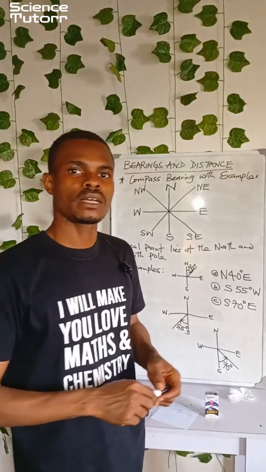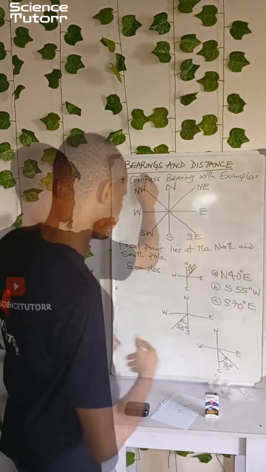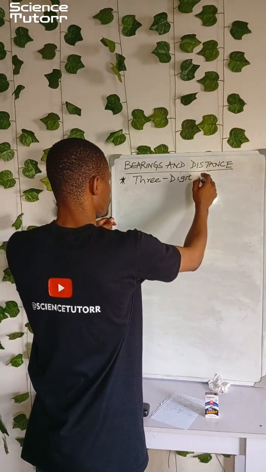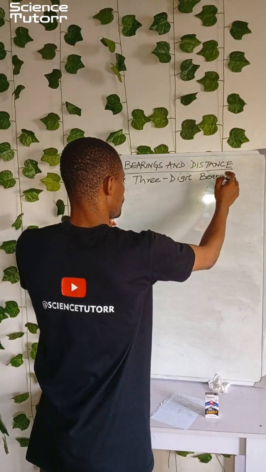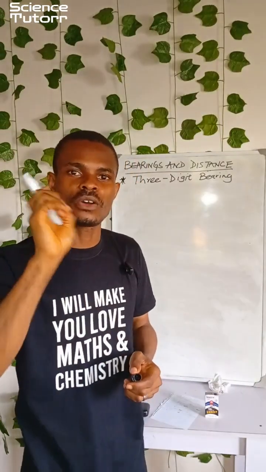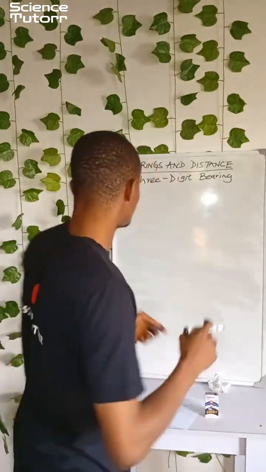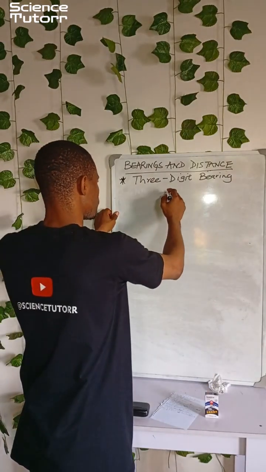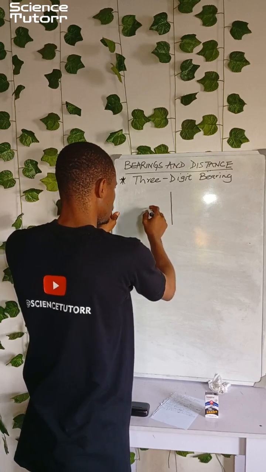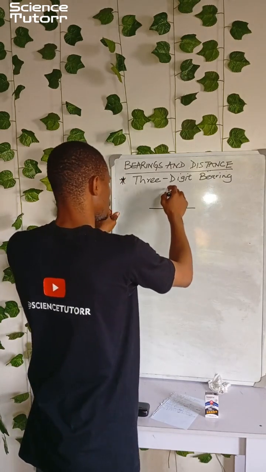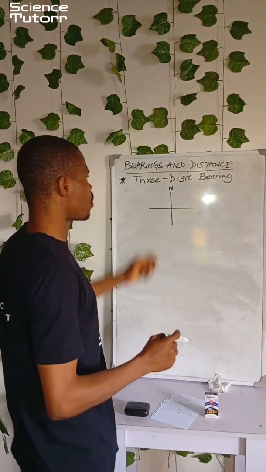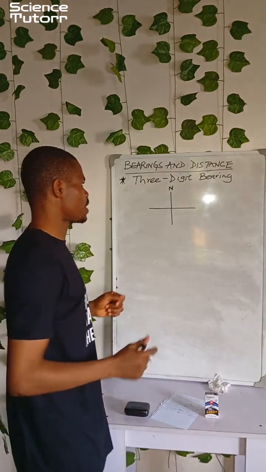Let's also consider 3-digit bearing. For 3-digit bearing, the focal point is always from the north. So we begin from the north, 3 digits. How did that term come about? Now let's have our cardinal point. This is our cardinal point. This is the north. So we are beginning with the north for 3-digit bearing.